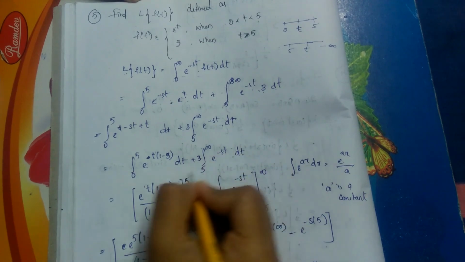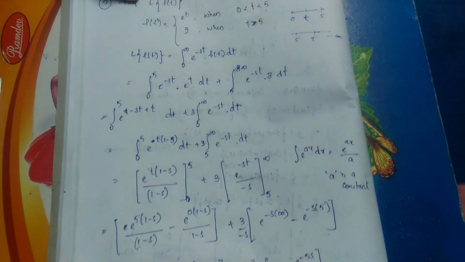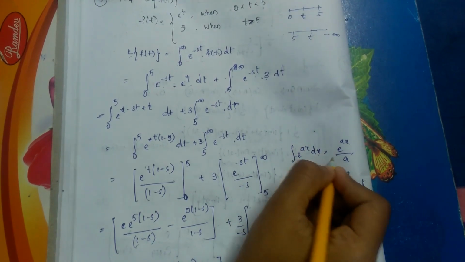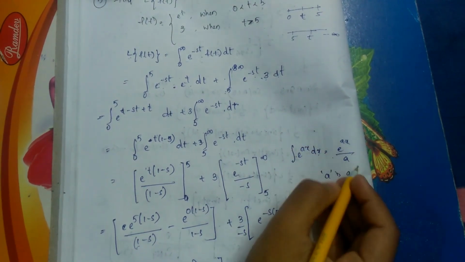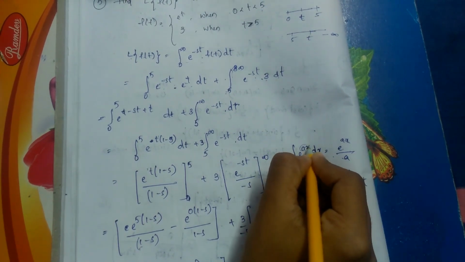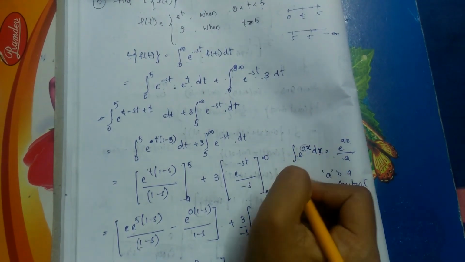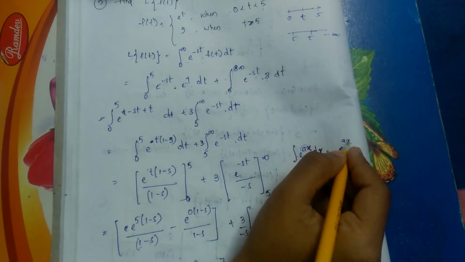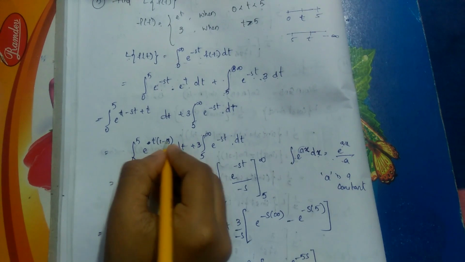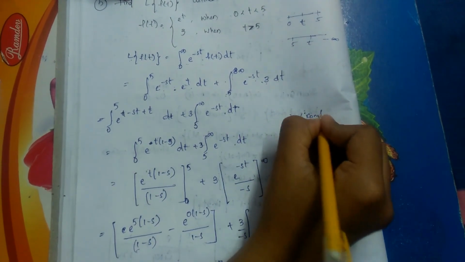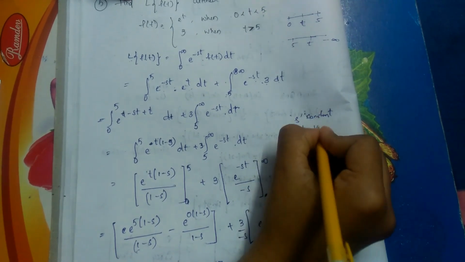So here we have the formula: the integration of e power ax dx equals e power ax by a. Here a is a constant and x is a variable, and we are integrating with respect to x. The same formula we have to use here. a is a constant, so in this case s is a constant and t is a variable.